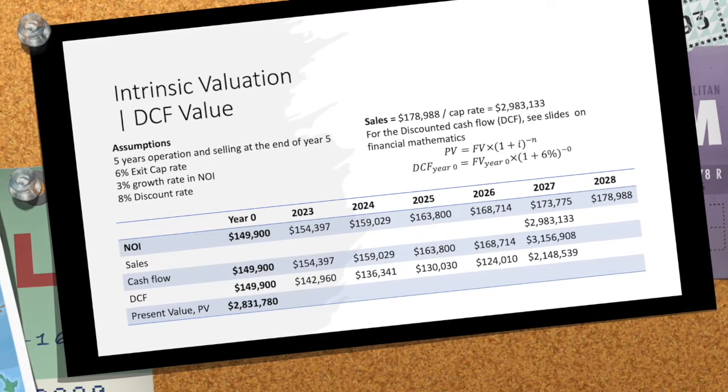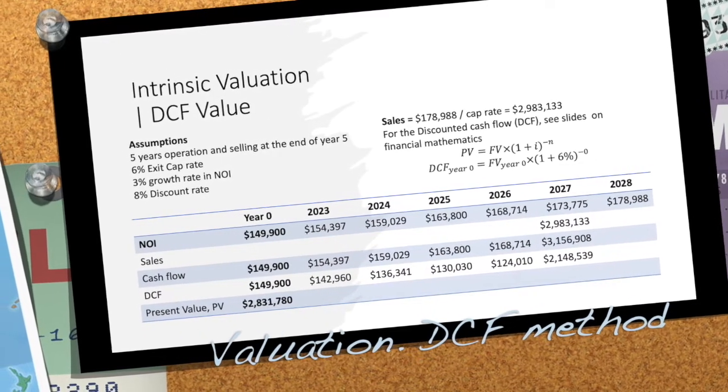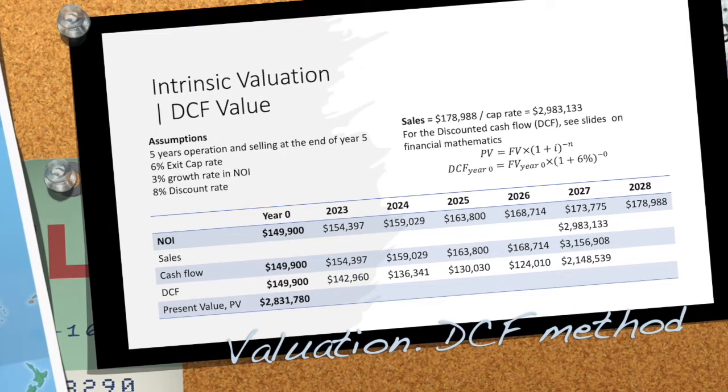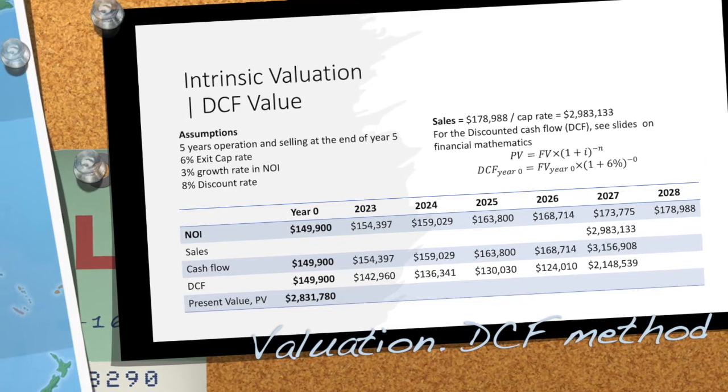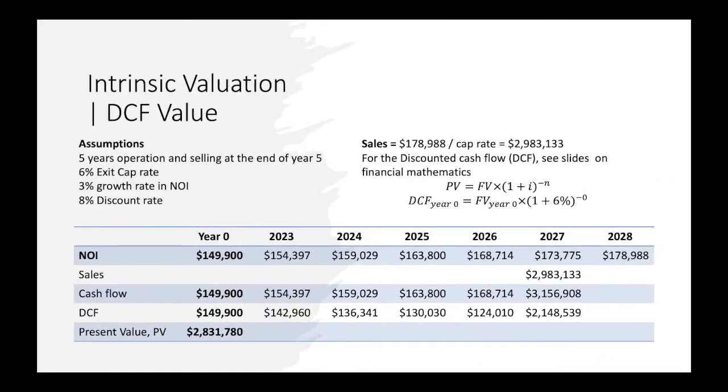Now we're going to close this topic of intrinsic valuation with something that we call the DCF value. DCF stands for discounted cash flow. We're going to use the same assumptions, the same project. In the same project, we're going to determine the value of the property using another method that's called the discounted cash flow.